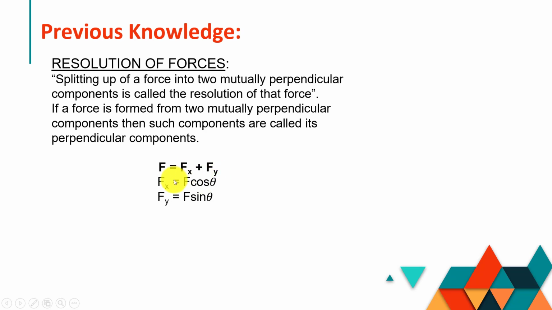From here we can calculate the magnitude of the force as we have already calculated it. So we get Fx, which is equal to F cos theta, and Fy, which is equal to F sin theta. So these are the magnitudes of the two mutually perpendicular components.